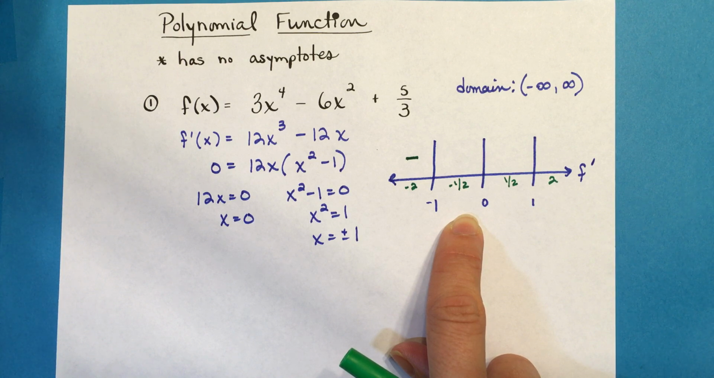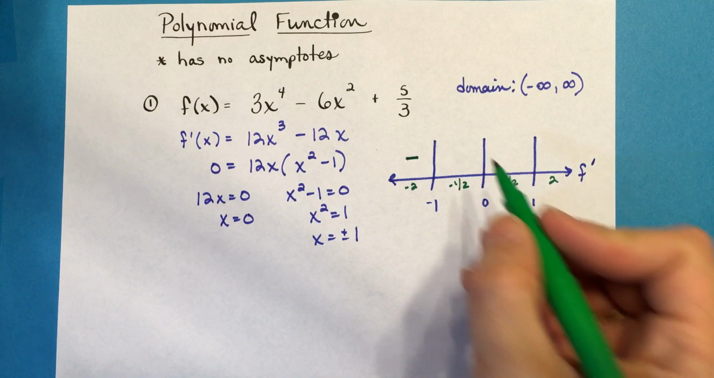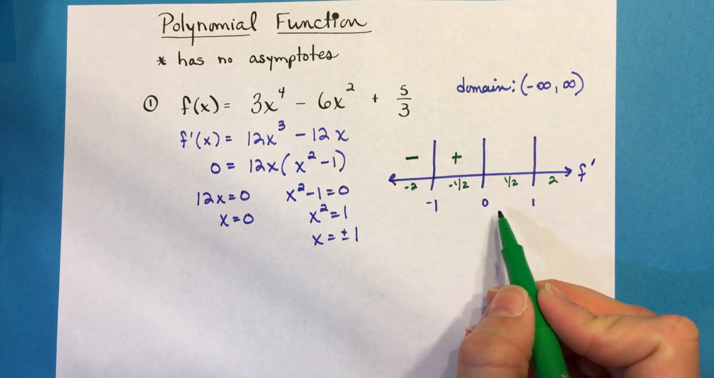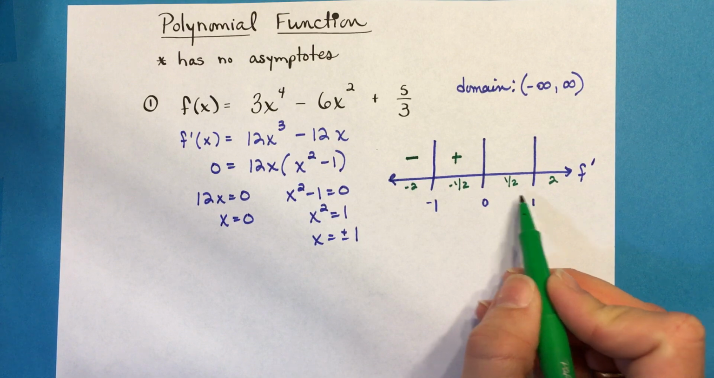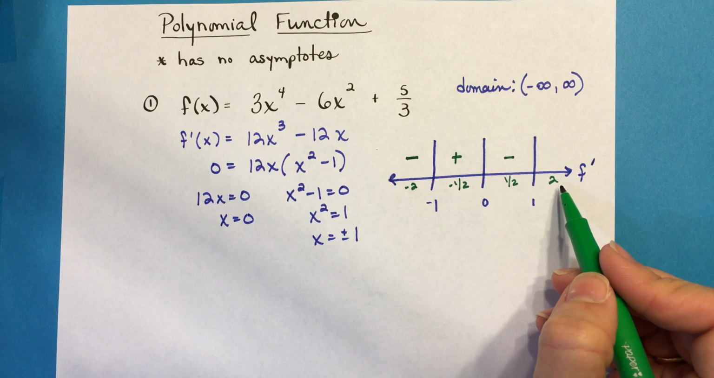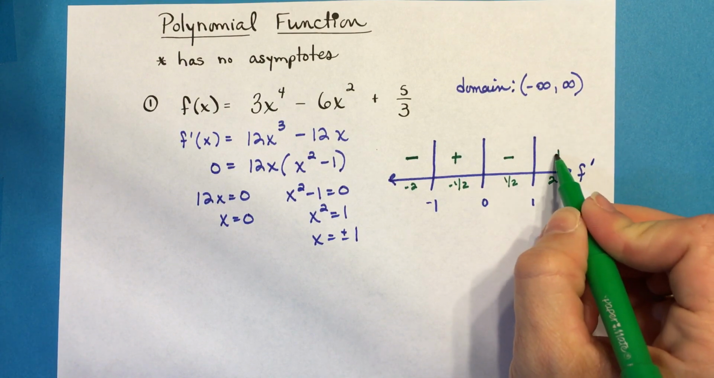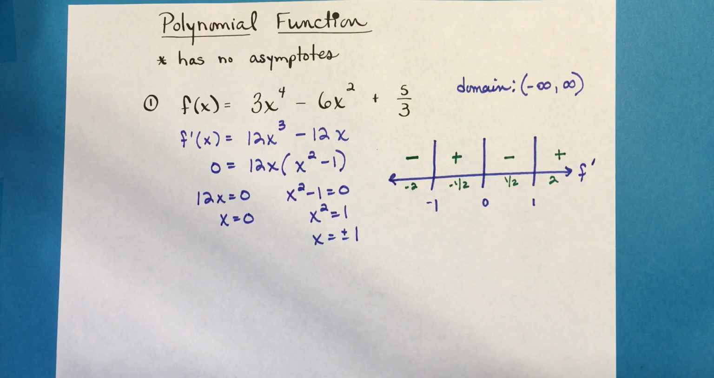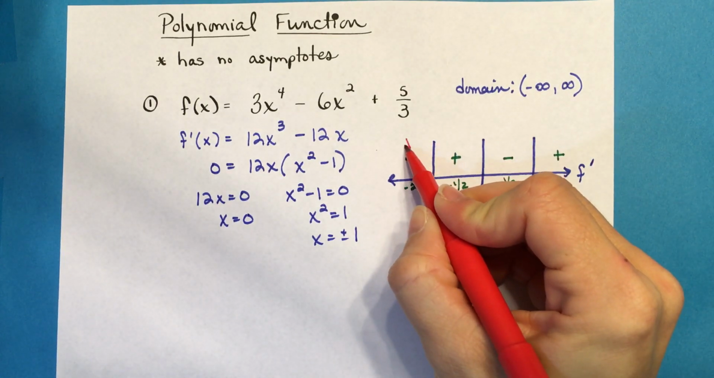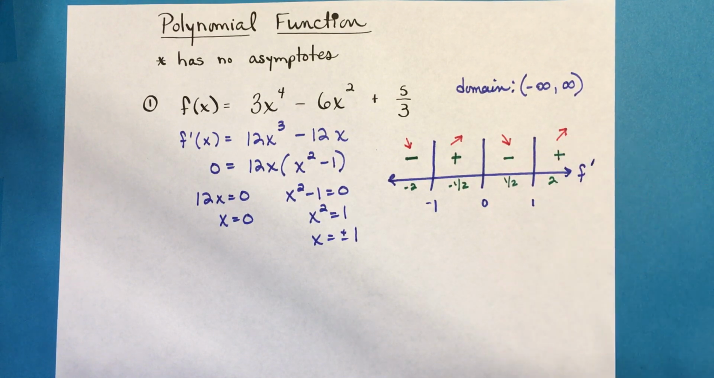Okay, so that's going to give me something that's positive. And then from 0 to positive 1, if I substitute 1/2 in, then that's going to give me something that's negative. And then last, if I substitute 2 into my first derivative, that's going to give me something that's positive. So that would mean that this is a section that's decreasing, increasing, decreasing, and increasing.